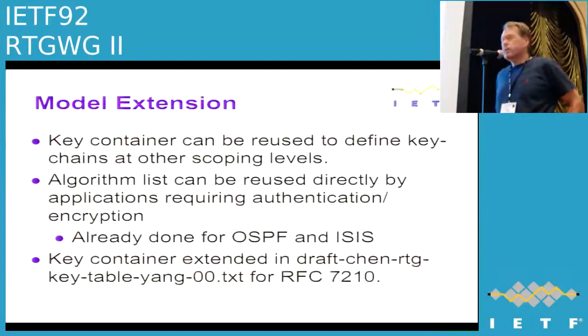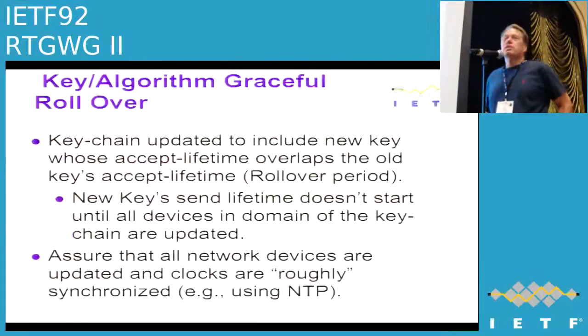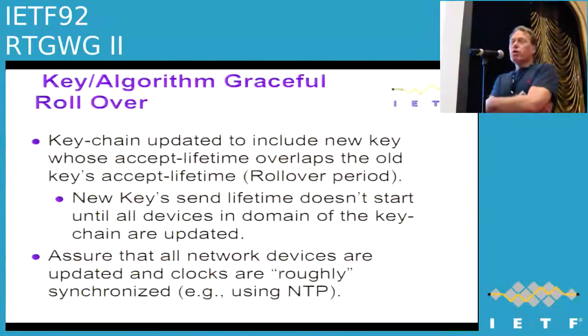Okay, this is one way. This is not the only way. This is one way you could do graceful key rollover. What you do is you send out a new key with an accept lifetime that overlaps the current accept lifetime. In other words, you're accepting packets that are authenticated or encrypted with either key.